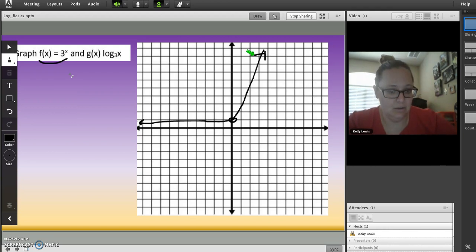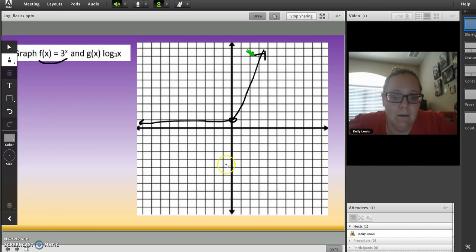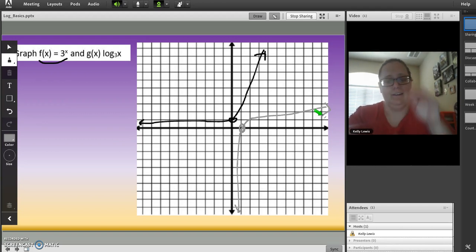So if we wanted to graph log 3x, it's going to go right here because they're inverses. And it's going to hug the y-axis. Okay, it's beautiful artistry right there. But theoretically, if this is perfect, right?